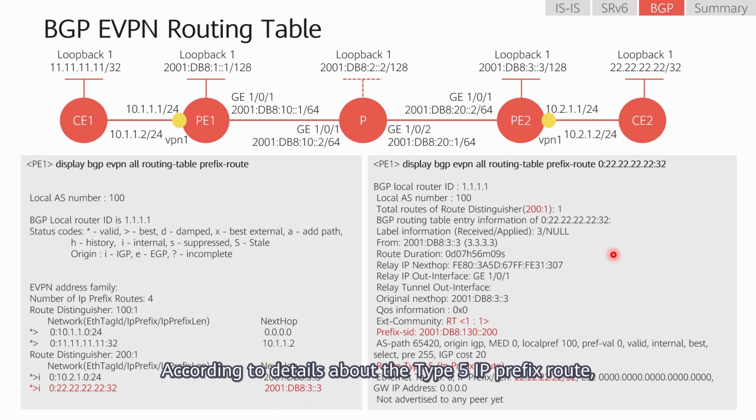According to the details about the Type 5 IP prefix route, the route carries RT and RD information. Most importantly, the route carries a prefix SID, which is also the End.DT4 SID of the route, and the route type is Type 5.